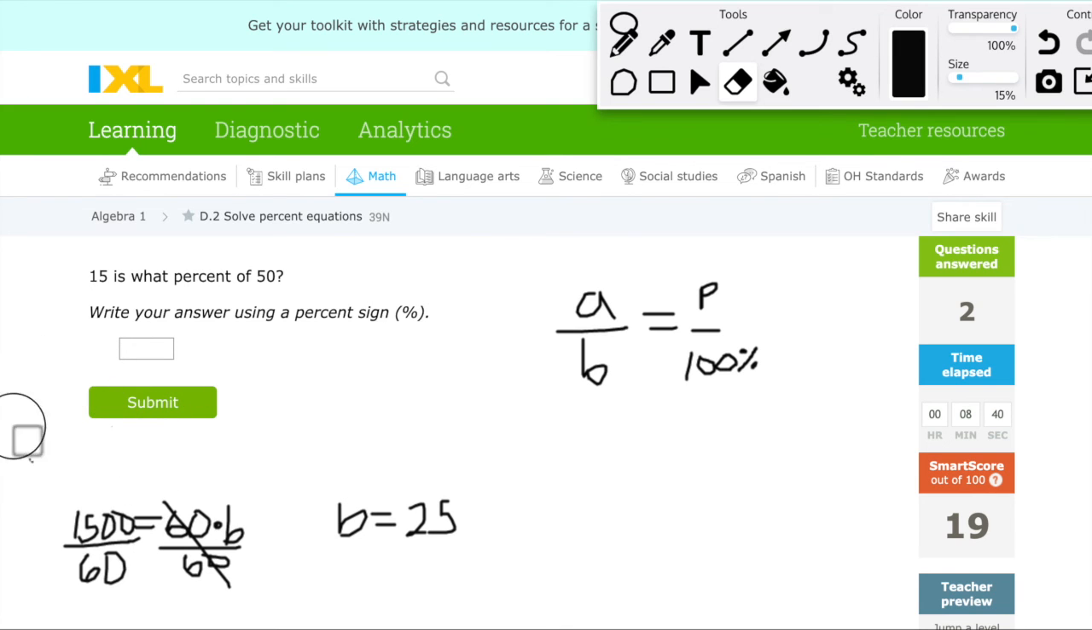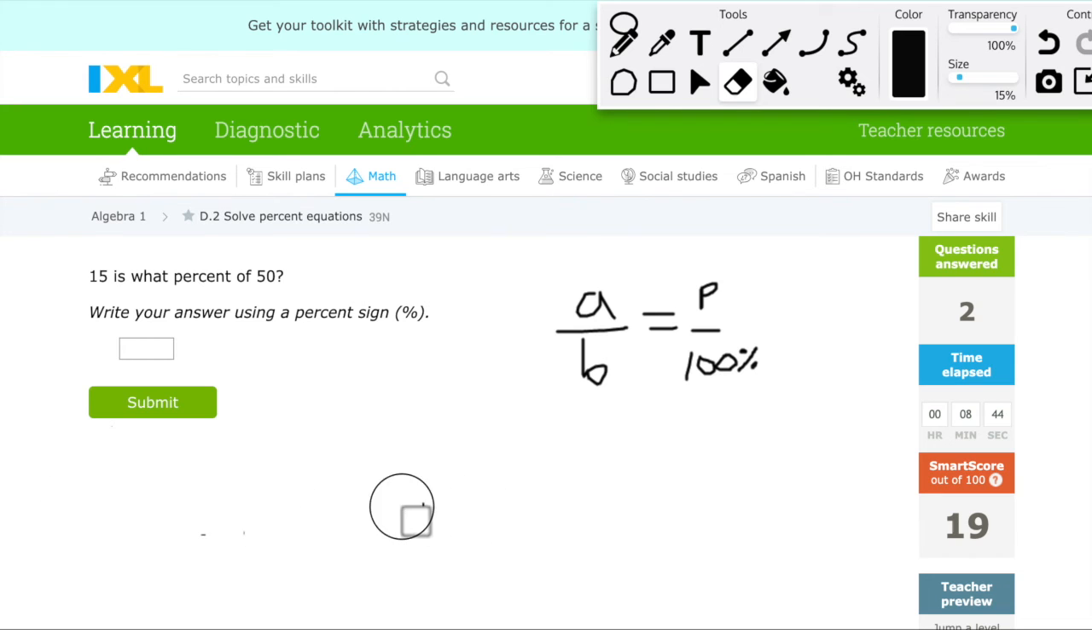Let's take a second to erase here. I didn't even know there was a limit to how many times I could hit that back button. 15 is what percent of 50? So we're looking for a percent again. So we're missing P. You'll never be missing the total percent because it's always going to be 100. So for this one, we'll just kind of talk it out.